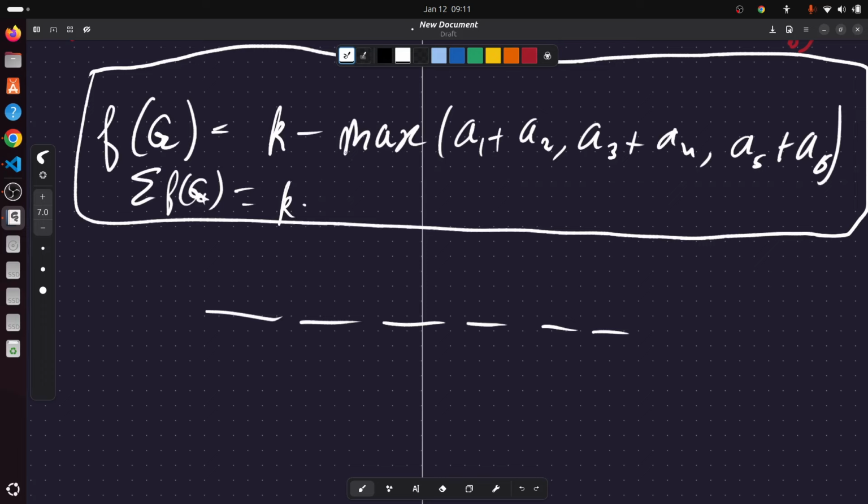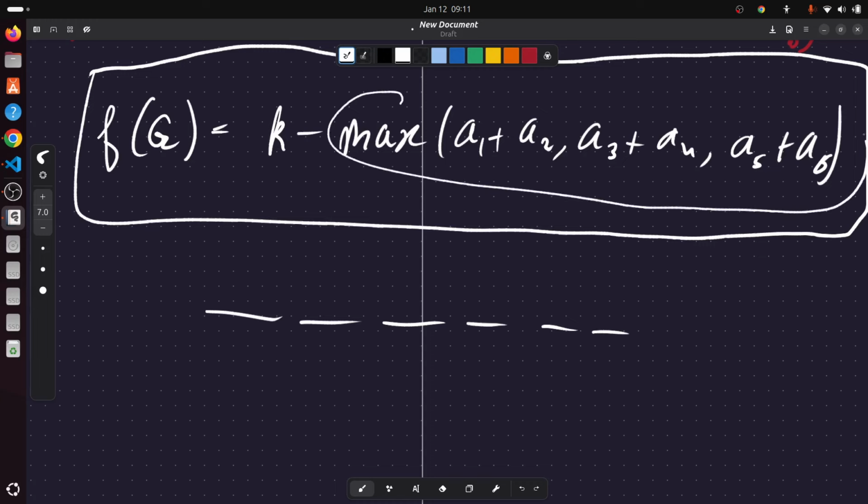But actually this is not used, so I'll not go into it that much, but you can write it like that. This k is constant, so you can just deal with it separately and just find the sum of this maximum of these values.